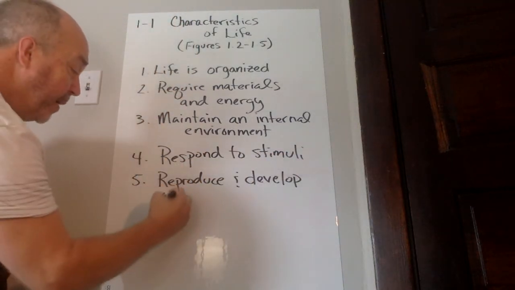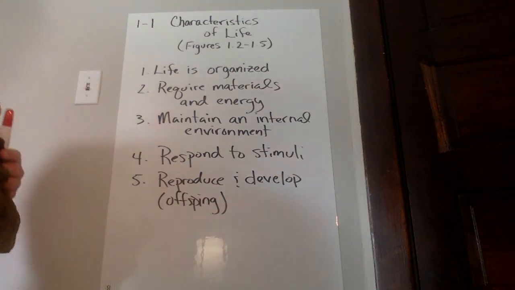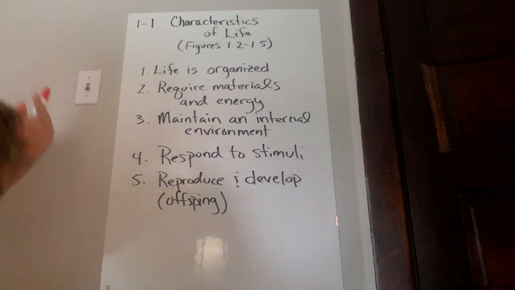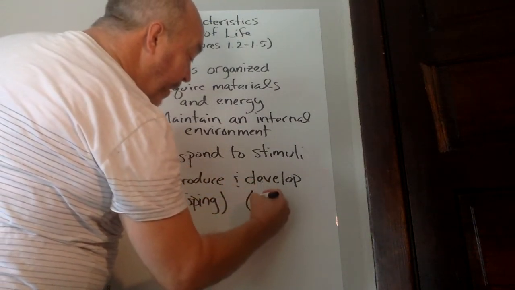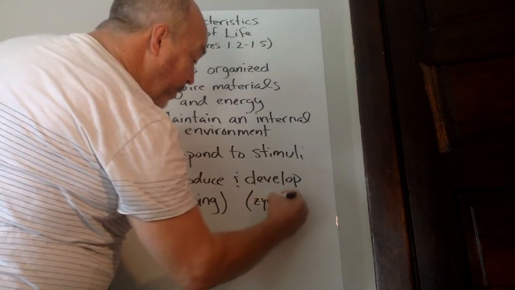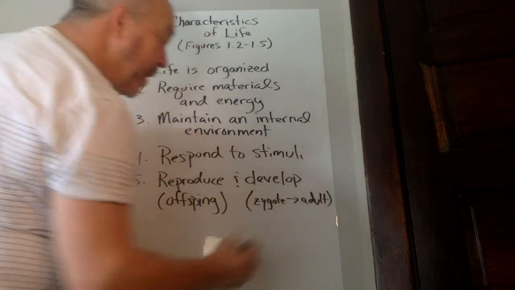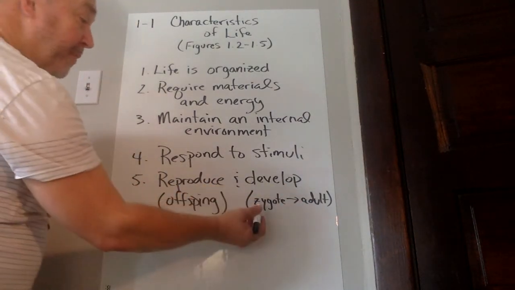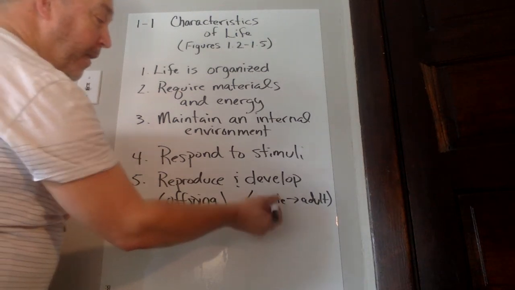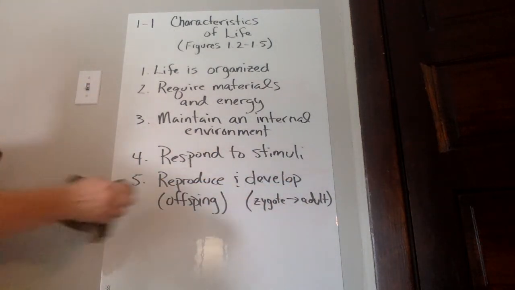To reproduce means that we have offspring, or in the case of humans, what we call children. We have to do this in order to regenerate and keep our species going. To develop means that we're going to start off as a single-celled organism called a zygote. We will be able to undergo mitosis until we become an adult. Then these adults will create offspring. Those offspring will start off as a single-cell zygote. They'll undergo mitosis, become adults again, and we will be able to keep this cycle going.